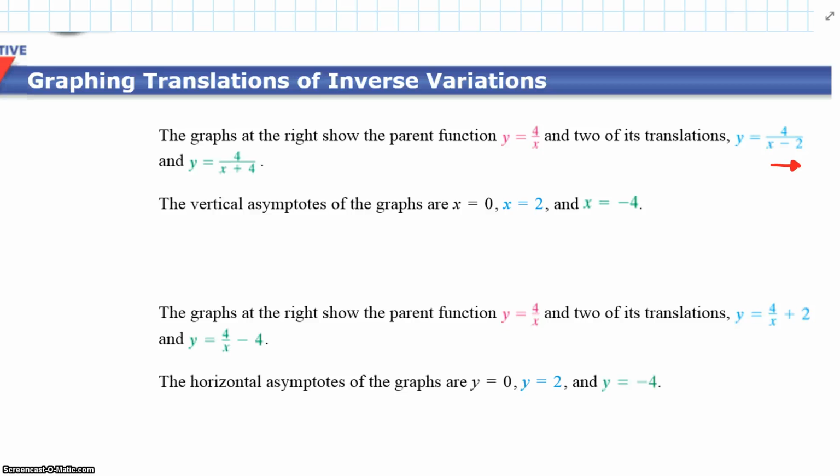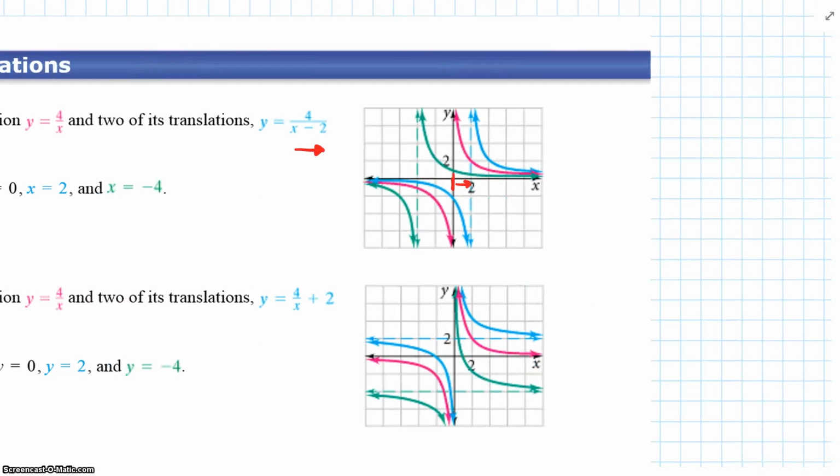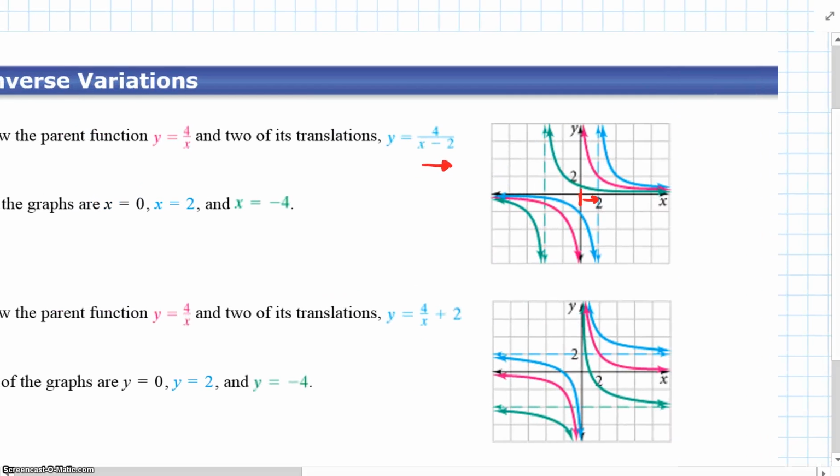And the green one is y equals 4 over x plus 4. So that should translate us 4 units to the left. So let's look if our green one did that from the axis 2, 4. It sure did. So what do you notice?